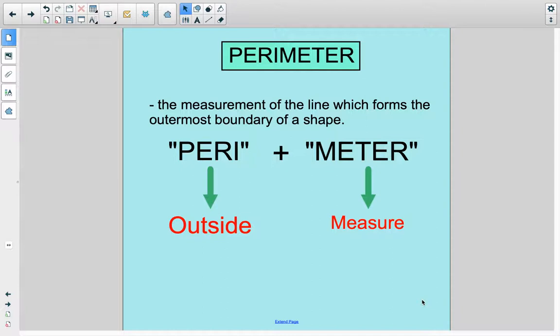Good morning. Today we're going to take a closer look at perimeter and do a word problem related to perimeter. Just a reminder of what we did the other day. Perimeter is the measurement of a line which forms the outermost boundary of a shape. So if you have a triangle, you're going to add up the side lengths to find the perimeter of that triangle. So let's take a look at a more complicated word problem that deals with perimeter.